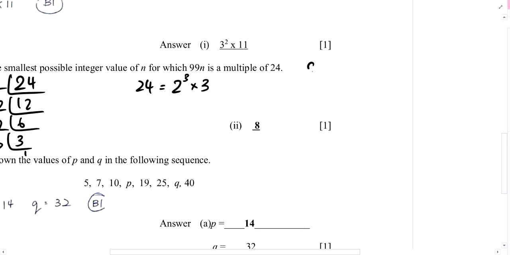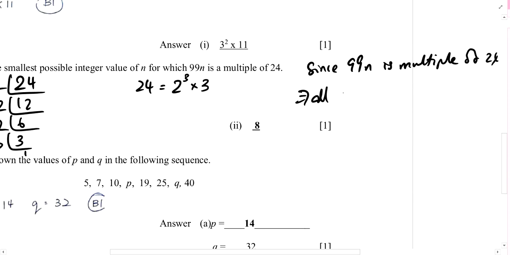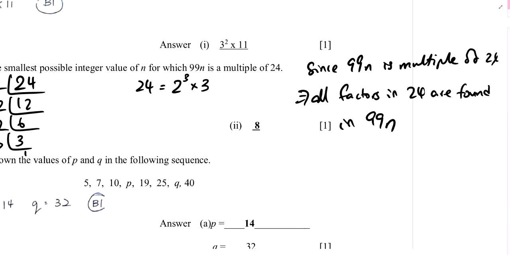Since 99n is a multiple of 24, that means all the factors in 24 are found in 99n. Do you agree with this statement? If 99n is a multiple of 24, that means all the factors in 24 must be found in 99n. Currently, what do we have for 99? We have 3 squared times 11, right? This is 99. So 99n looks like this, times n.